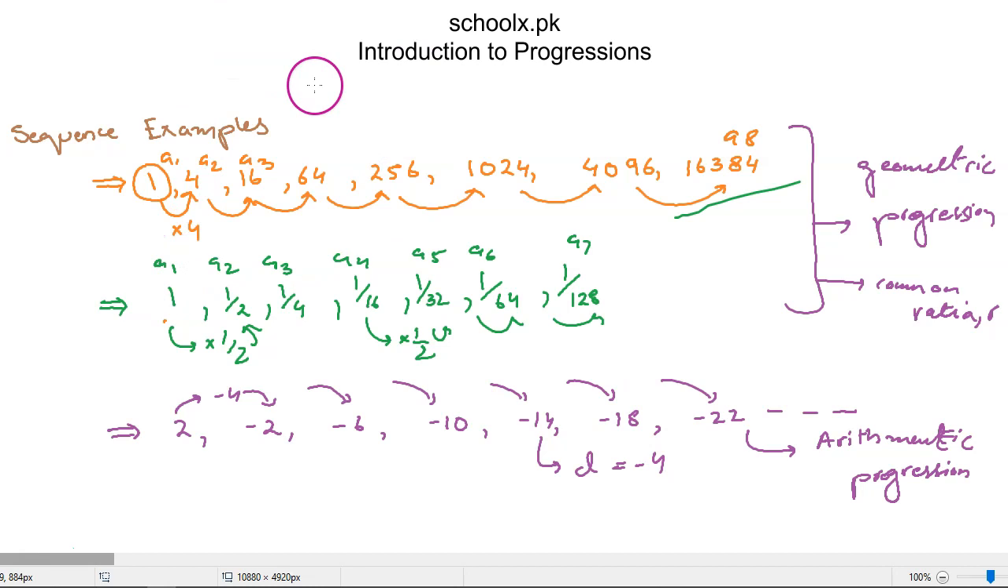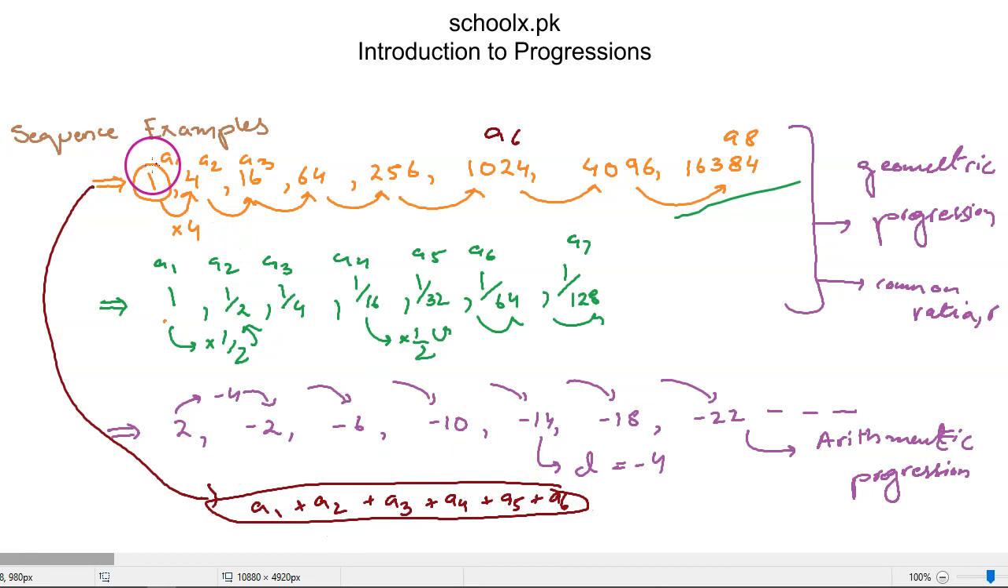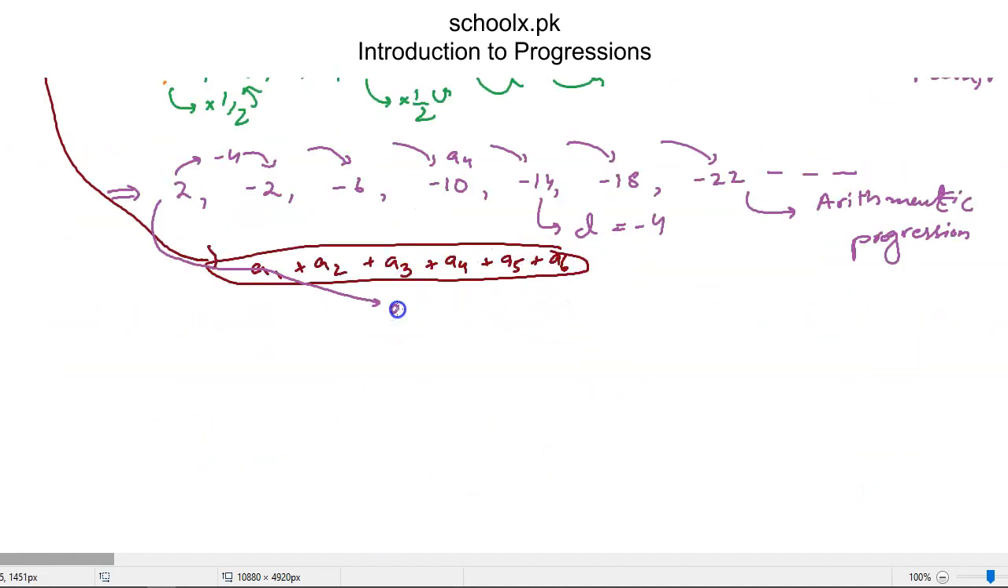Now what is a series? Series is simply the sum of the terms of a sequence. For example, if I want to find the series of this geometric sequence or progression up till, let's say, term 6, the series of this sequence up till 6 will be A1 plus A2 plus A3 plus A4 plus A5 plus A6. So this is the series of this sequence up till term 6. The same goes for this. If I want to find the series for this arithmetic sequence or arithmetic progression up till term 4, it's pretty simple. You'll add up all the terms up till term 4.